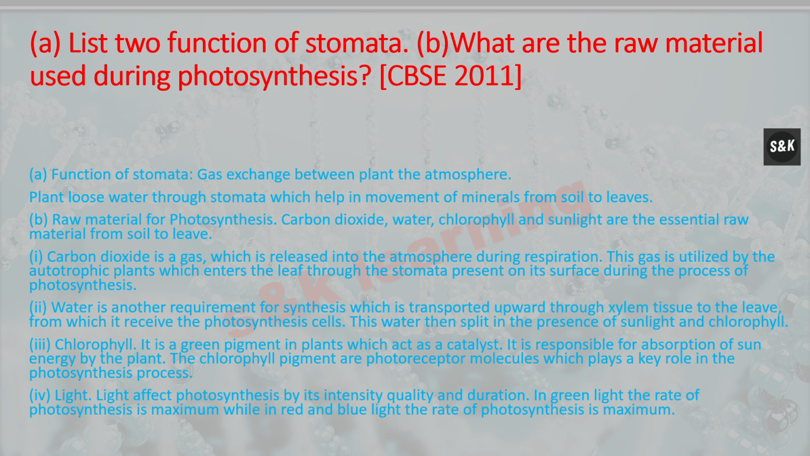First, carbon dioxide is a gas which is released into the atmosphere during respiration. This gas is utilized by the autotrophic plant, which enters the leaf through the stomata present on its surface during the process of photosynthesis. Second, water is another requirement for photosynthesis, which is transported upward through xylem tissue to the leaf, from which it reaches the photosynthetic cells. This water then splits in the presence of sunlight and chlorophyll.